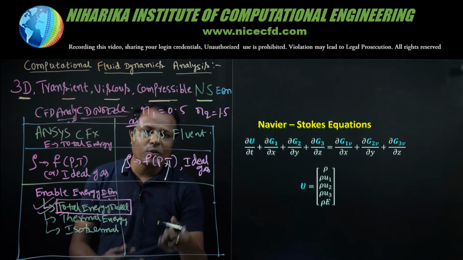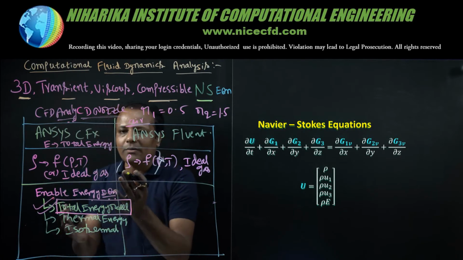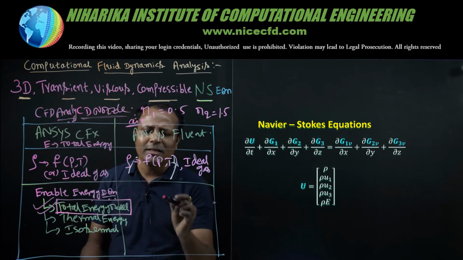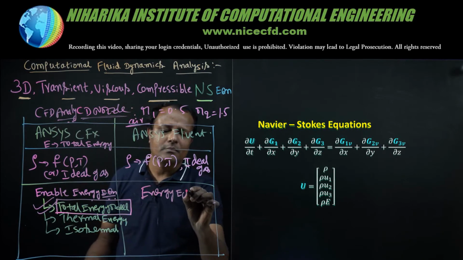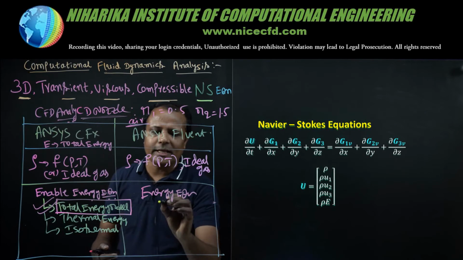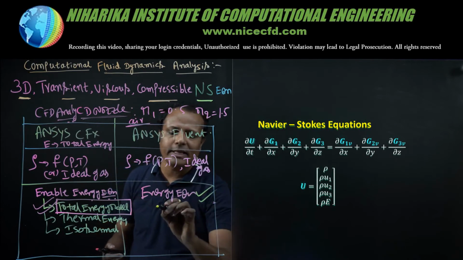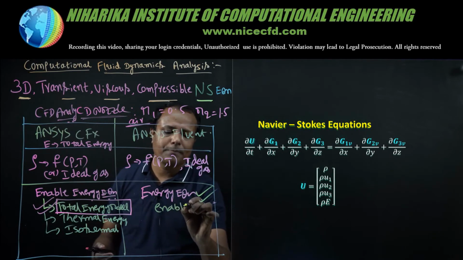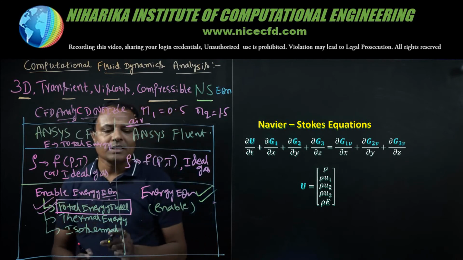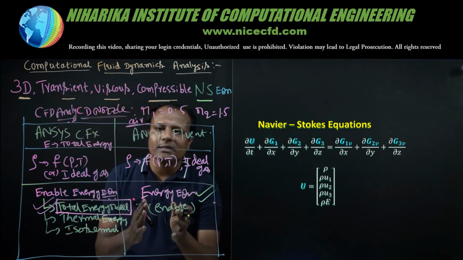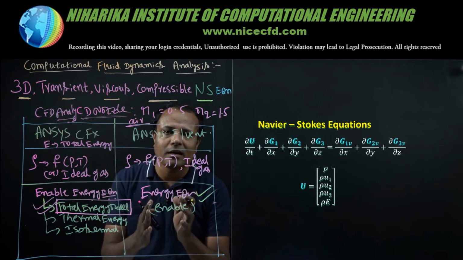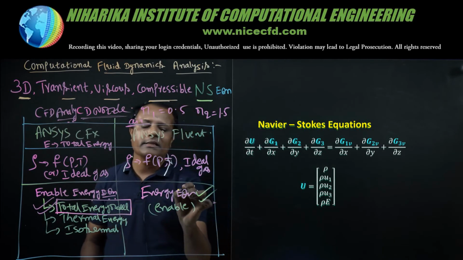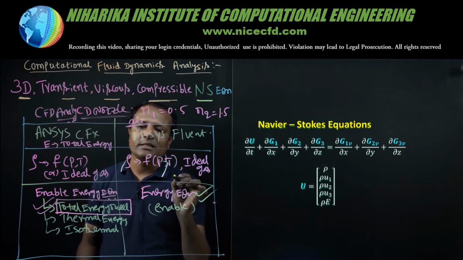Whereas in the Fluent solver, he has not given three types of energy equation. He has given only one energy equation. So you have to enable it. You have to enable the energy equation. So the first thing is you should model density as a variable, which is nothing but a function of pressure and temperature, or ideal gas. Another thing is you should enable the energy equation.